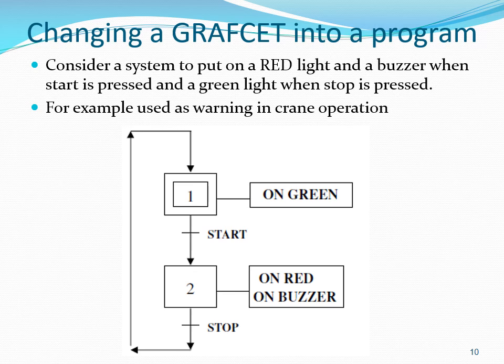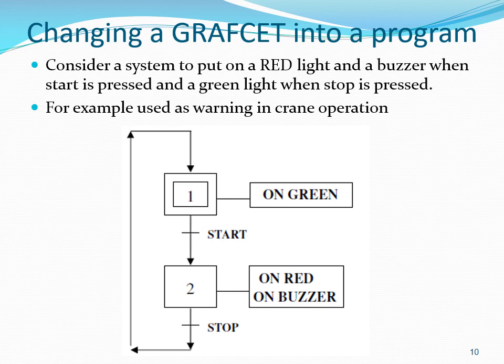Let's look at how we change a graph set into a PLC program. To illustrate this, we shall use a system that puts on a red light and a buzzer when the start button is pressed and a green light when the stop button is pressed. Such a system may be used as a warning device, for example, in the operation of a crane. The graph set for the system is shown.